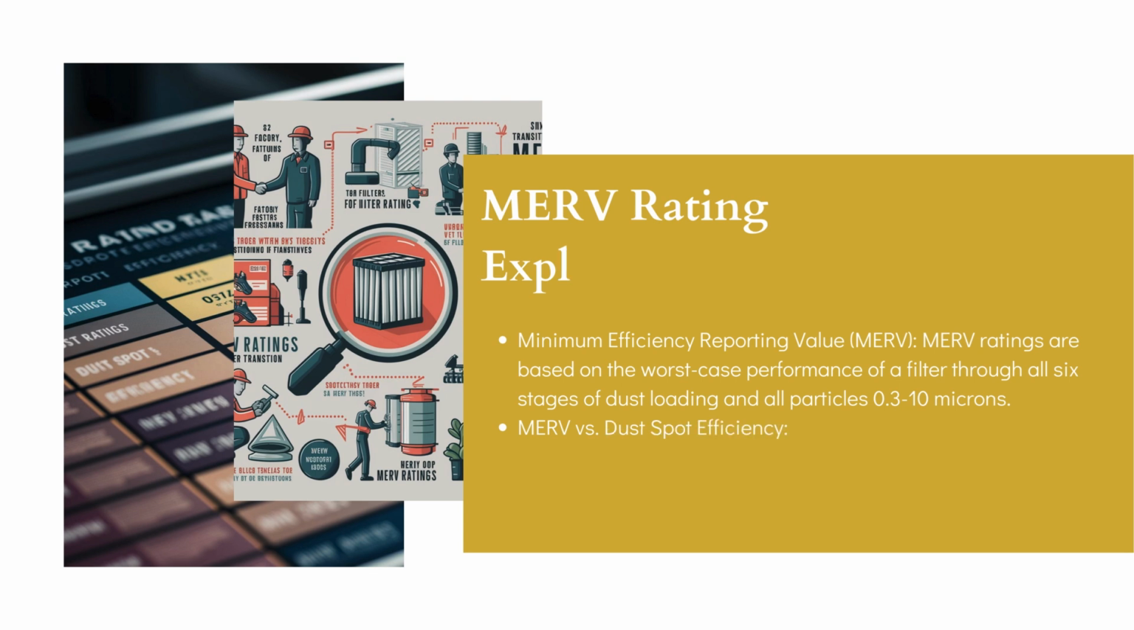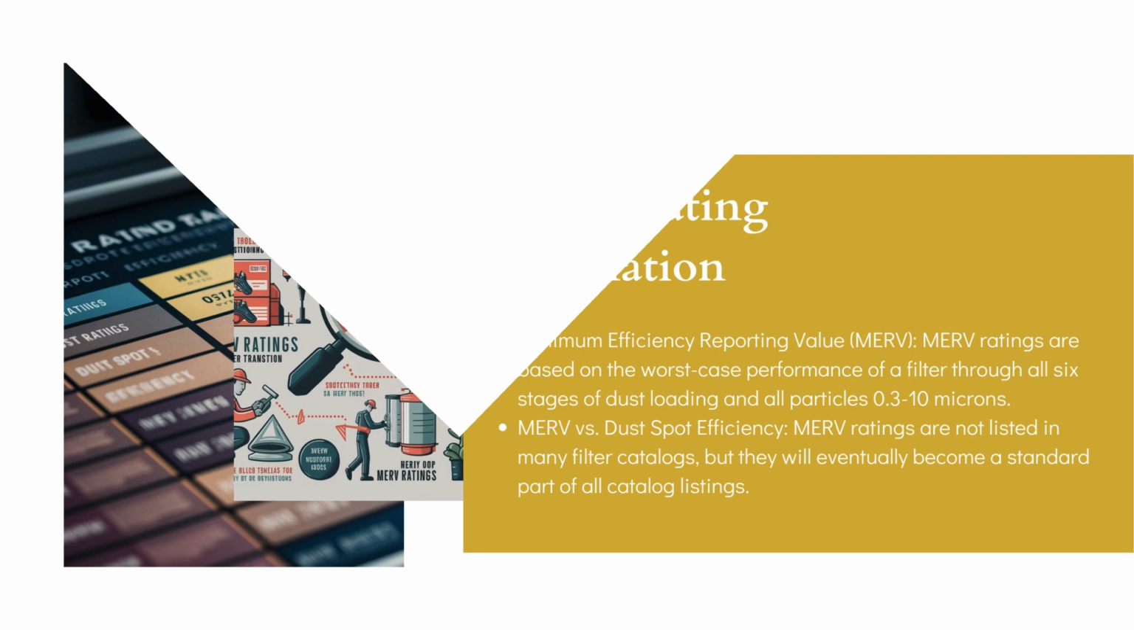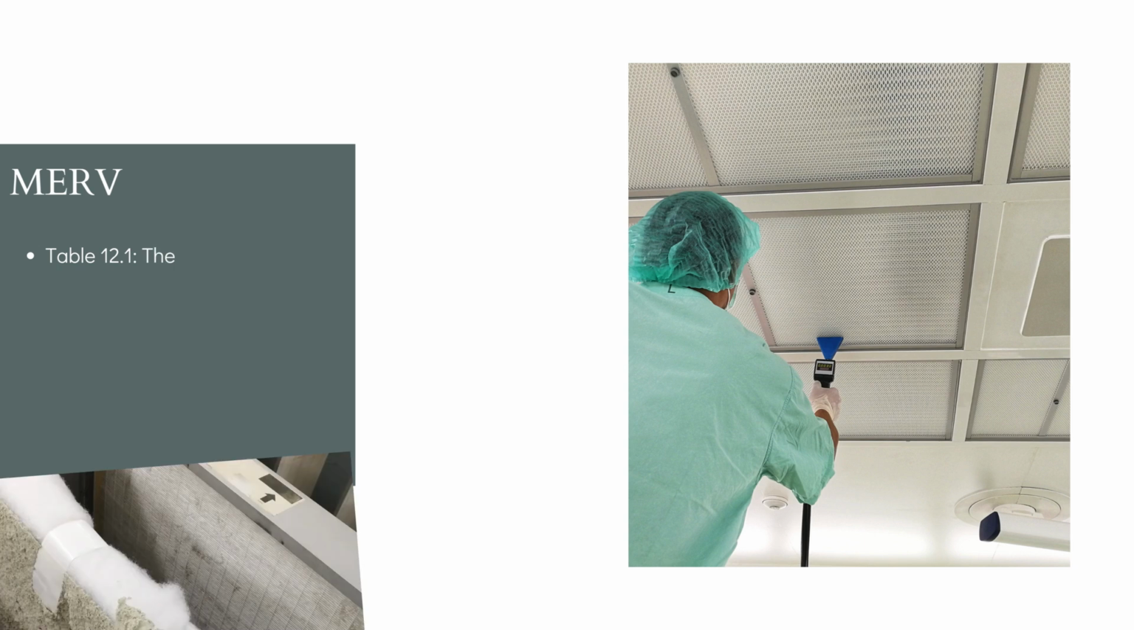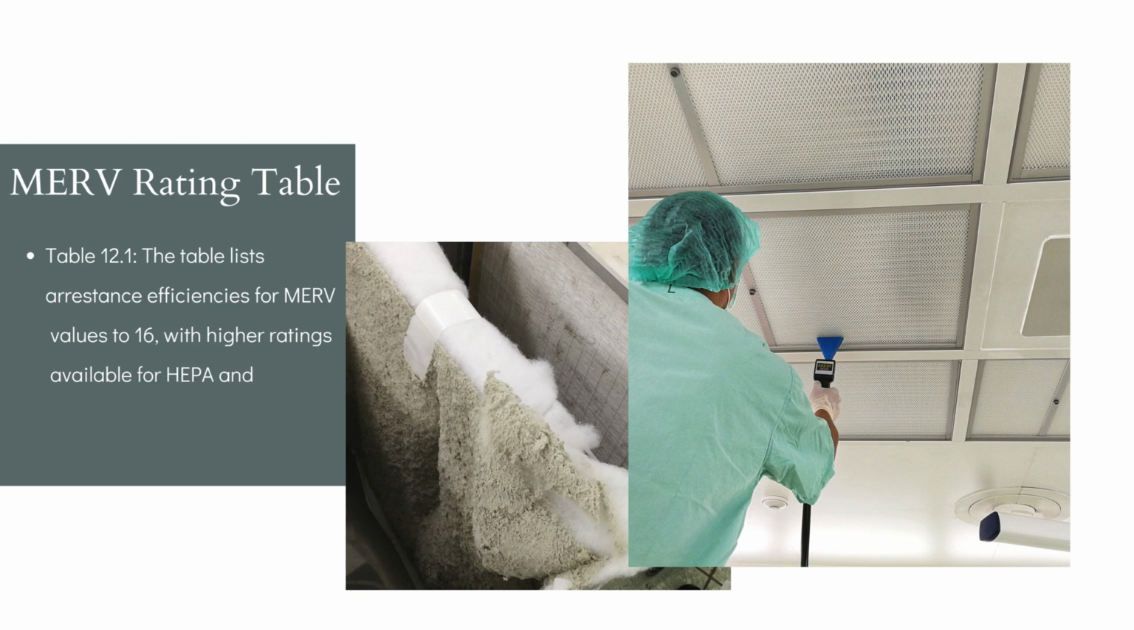The MERV, Minimum Efficiency Reporting Value, rating is based on the worst-case performance of a filter through all 6 stages of dust loading and all particles 0.3-10 microns. This is different from the average efficiency provided by the previous ASHRAE 52.1 standard. MERV ratings are not yet listed in many filter catalogs, but they will eventually become a standard part of all catalog listings. For managers working with high-efficiency particulate air, HEPA filters, and ultra-low penetration air, ULPA filters, a working knowledge of ASHRAE 52.2 will soon become vital.